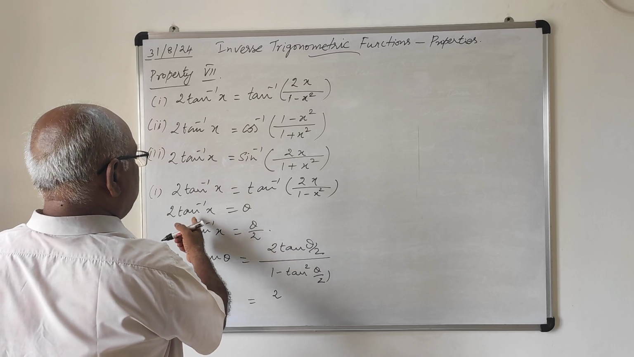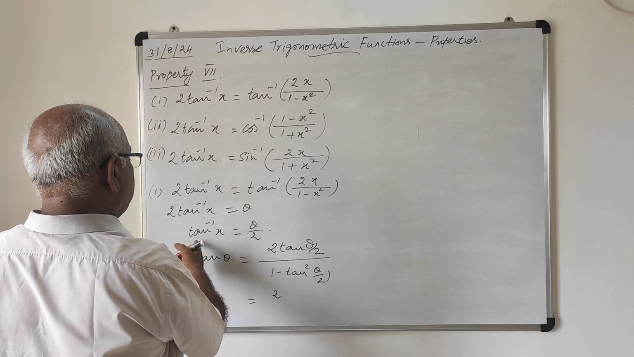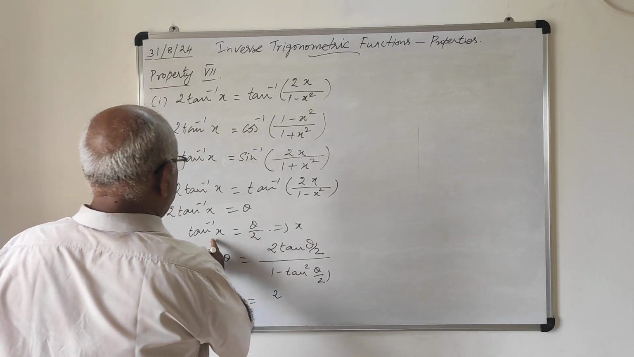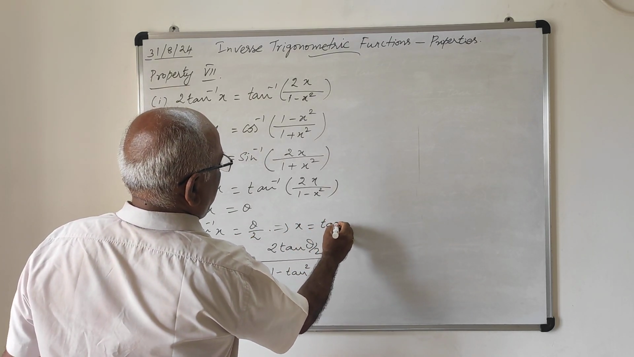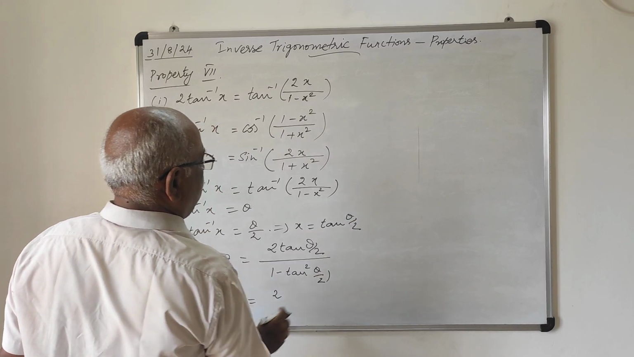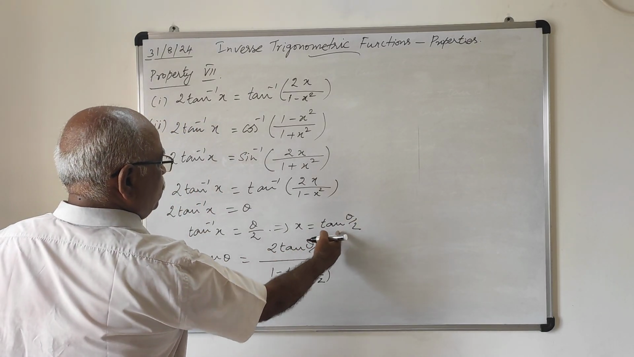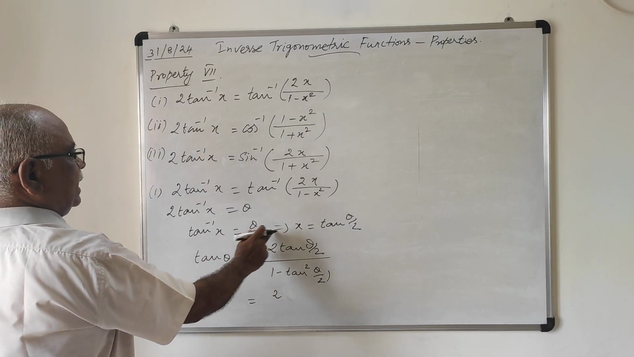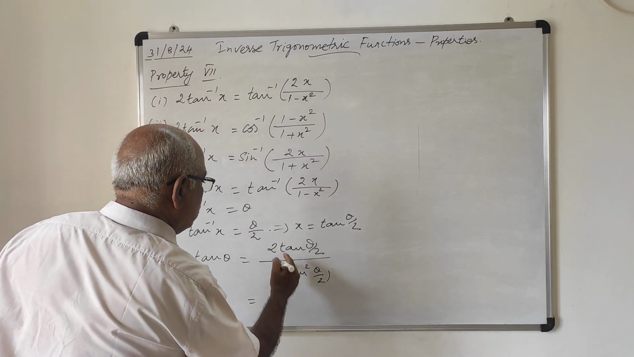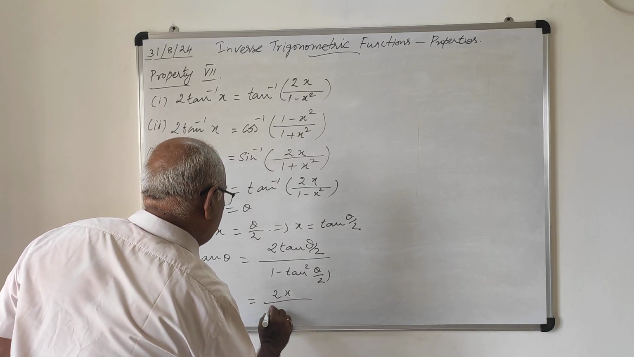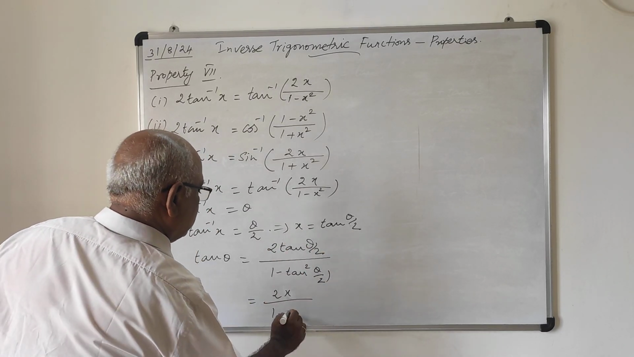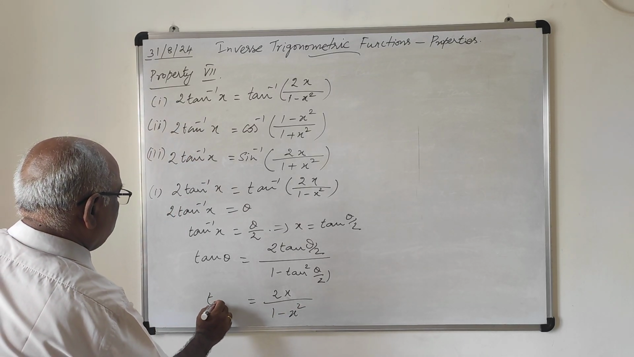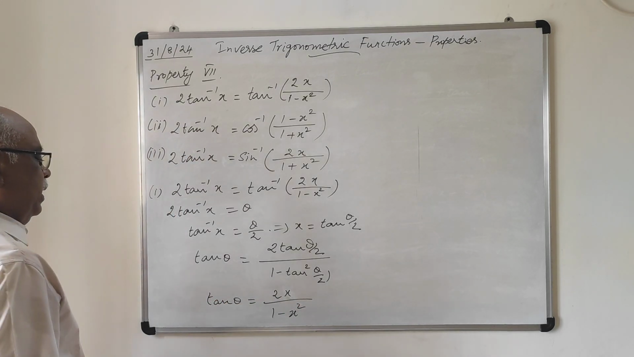2 tan inverse of x equal to theta, and tan inverse of x is theta by 2. From this you get x equal to tan theta by 2. So therefore, 2 tan theta by 2 is 2x, because from this x equal to tan theta by 2. And 1 minus tan square theta by 2 is 1 minus x square. So tan theta equal to 2x by 1 minus x square.